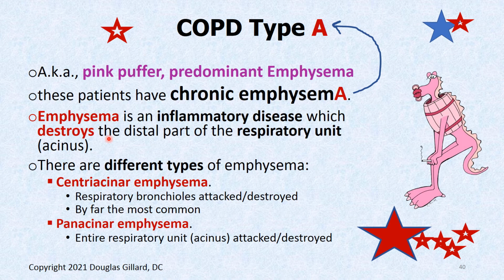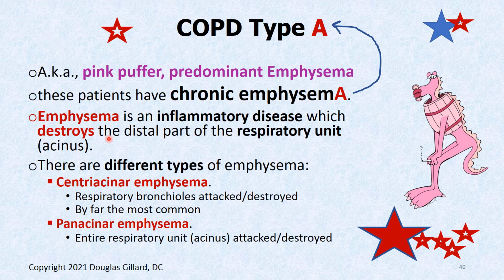There's centriacinar emphysema. In this one, the inflammation occurs mainly in the respiratory bronchiole and stays there. So the alveoli are spared in this one. You can have some collateral inflammation, but it's not as bad as one called panacinar emphysema. And remember, the respiratory unit is the acinus. So panacinar means, pan means everything. We've talked about that.